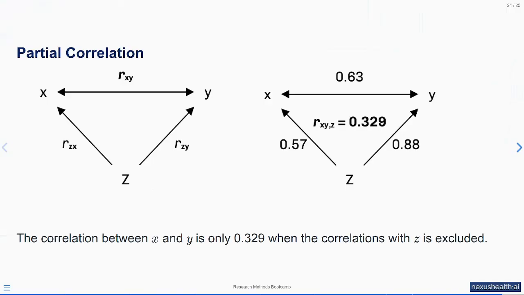However, once we account for the correlation between x and z, which is given as 0.57, and also account for the correlation between z and y, which is given as 0.88, we have the correlation between x and y given to us as 0.329. So that is a more accurate estimate, which now accounts for the influence of the third variable. Because not accounting for the influence of the third variable leads us to overestimate the correlation between x and y.